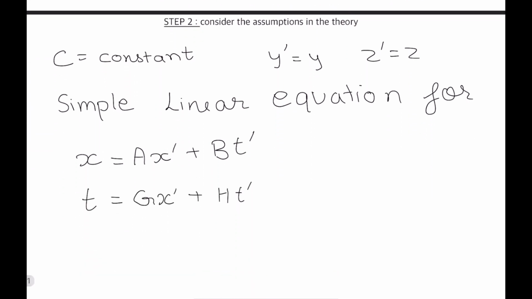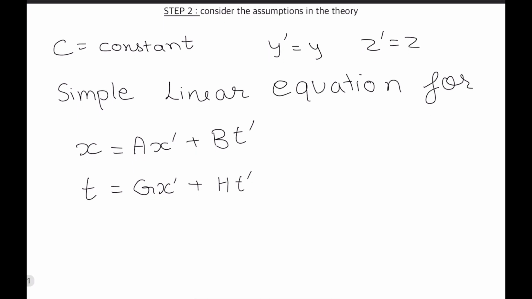Now our goal is to define a relationship between x and x dash and t and t dash. We don't know how they're related, but we are going to find out. The only thing that we know for sure is that the speed of light is constant. So we're just going to use that.